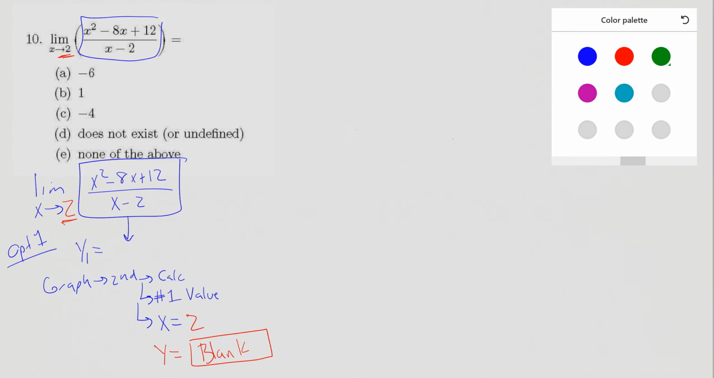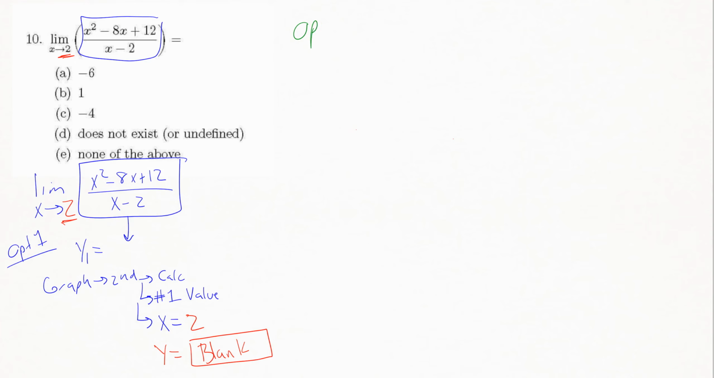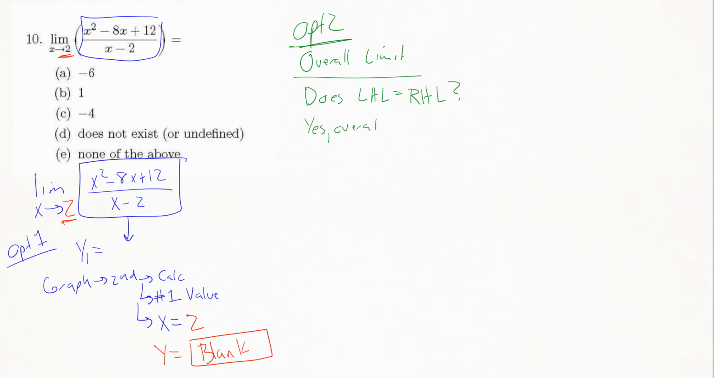And so what I then do is I go over and I do option number 2 right now. So option number 2, whenever I'm talking about an overall limit, really is always asking me, does the left-hand limit equal the right-hand limit? And when I'm doing this, the answer is either yes, and then the overall is the same, or the answer is no, and in that situation, the overall does not exist. DNE is how we say that.